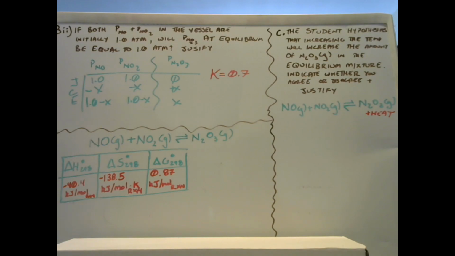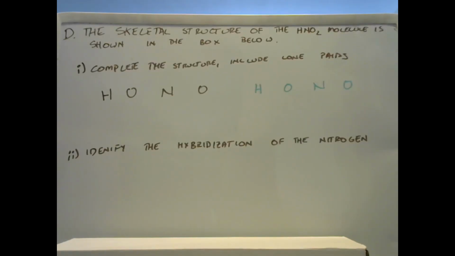And then, according to Le Chatelier's principle, or some other justification. But there you go. There is B and C, on to D. D is the standard skeletal structure question that has been on every AP Chem exam for the past few years and has been frequently practiced.